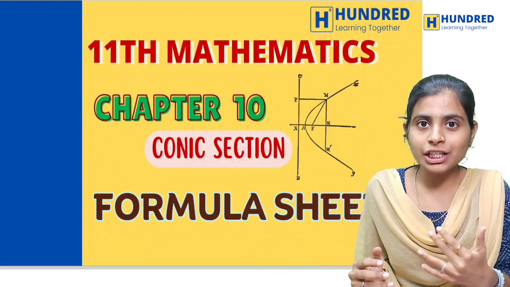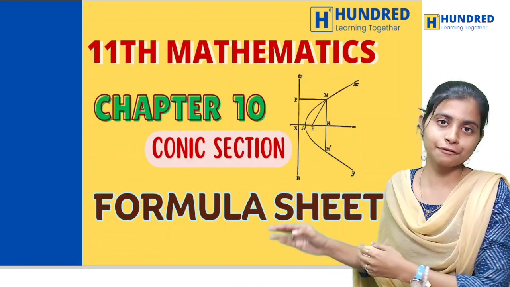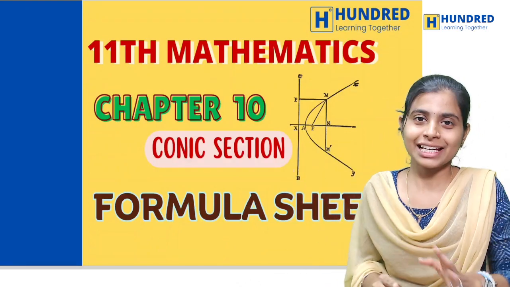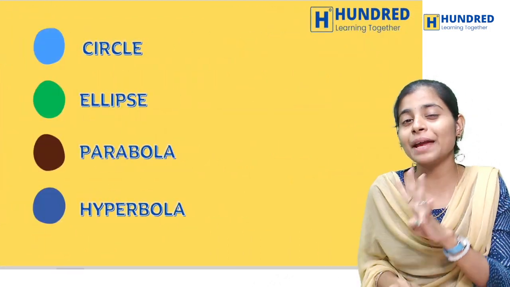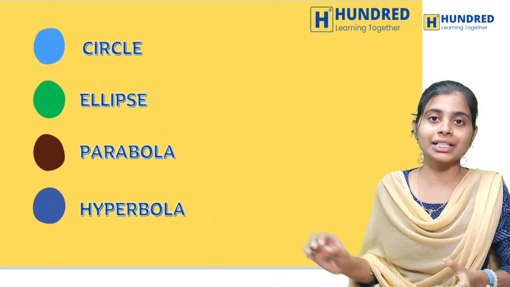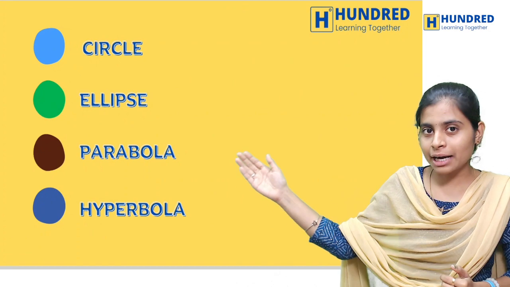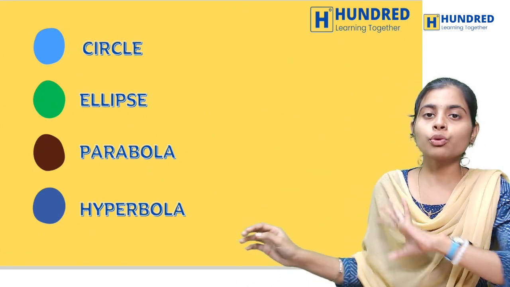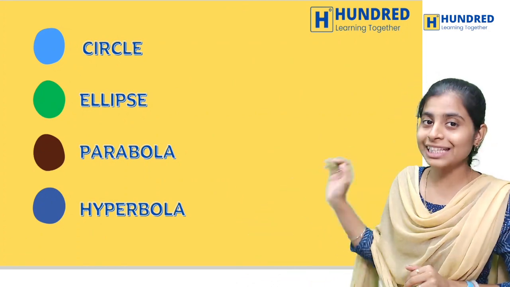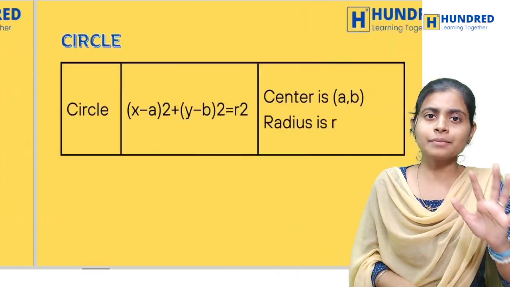So today in this video, we are going to see the formula sheet for chapter 10, conic sections. Yes, of course, we know the basic four types of conic sections are circle, ellipse, parabola and hyperbola. So we are going to see the standard form of these shapes. So let's start from circle.